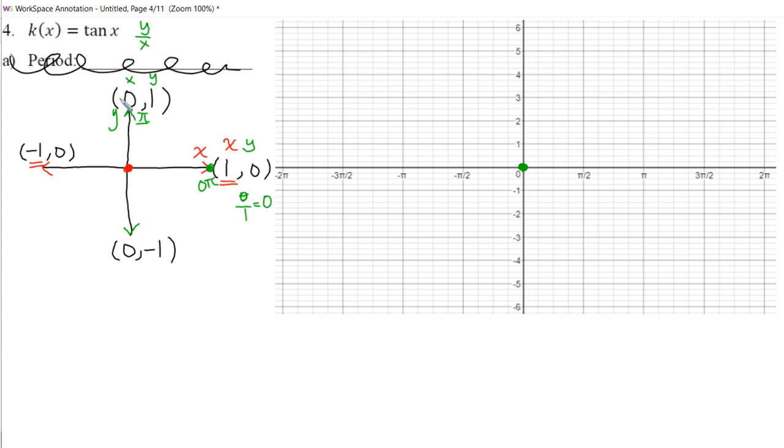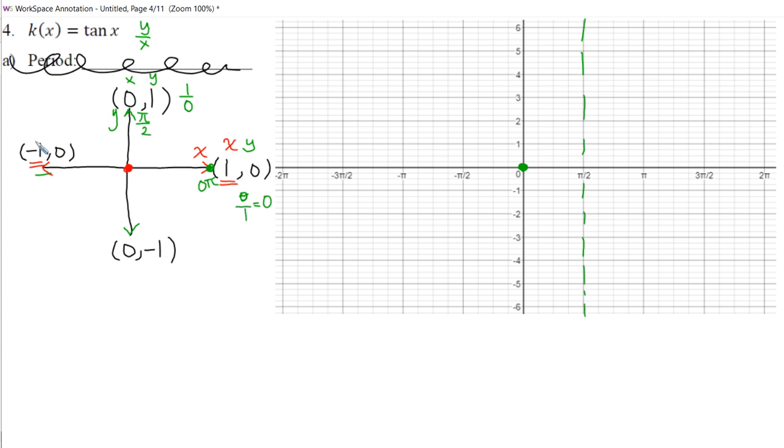My radian for this one is pi over 2. At pi over 2, if I do y over x, it's going to be 1 over 0. And since 0 is on the denominator, that means it's undefined. And remember, we graph undefined with a dotted line asymptote.